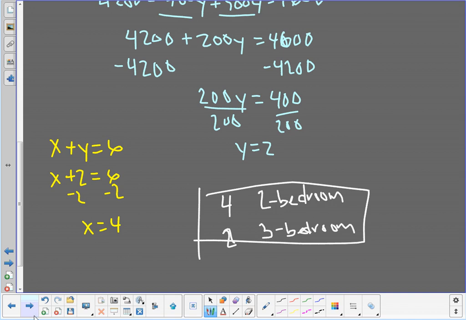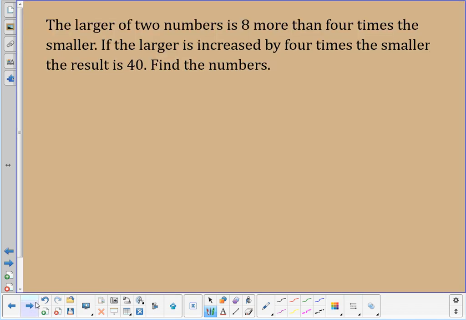All right, so let's take a look at number 8. In number 8, it says the larger of 2 numbers is 8 more than 4 times the smaller. If the larger is increased by 4 times the smaller, the result is 40. Find the numbers. Holy buckets. So the larger of 2 numbers. I know I'm looking for 2 numbers here. So I'm going to call x my first number, and I'm going to call y my second number.